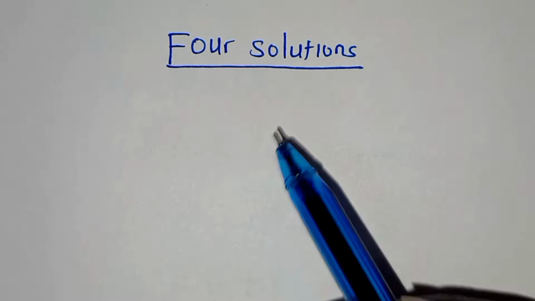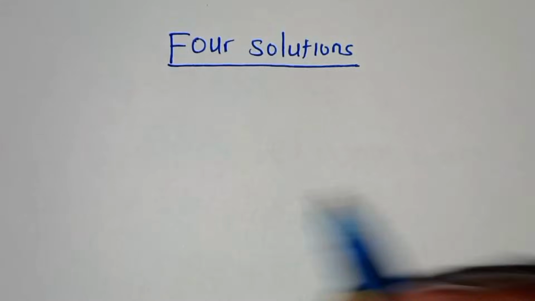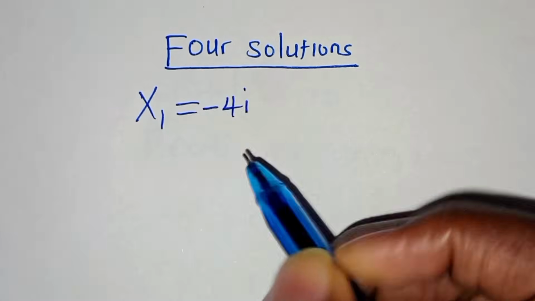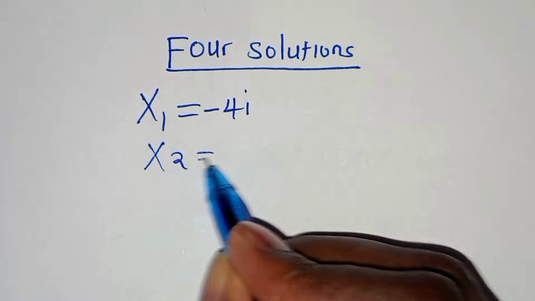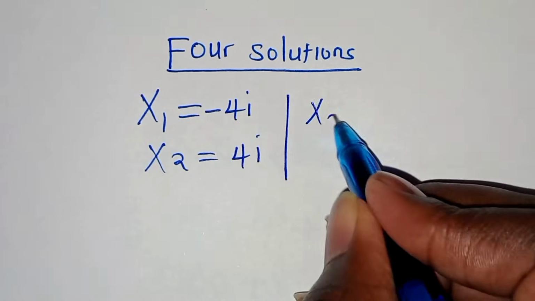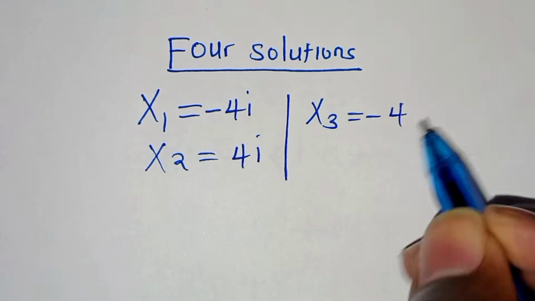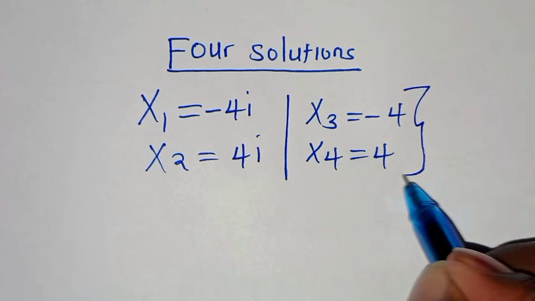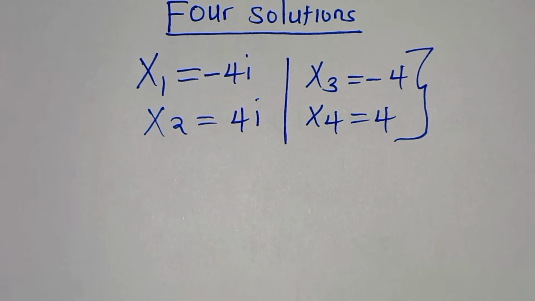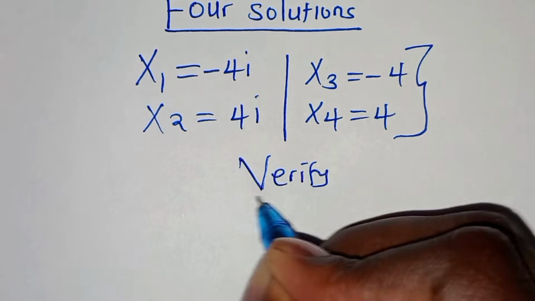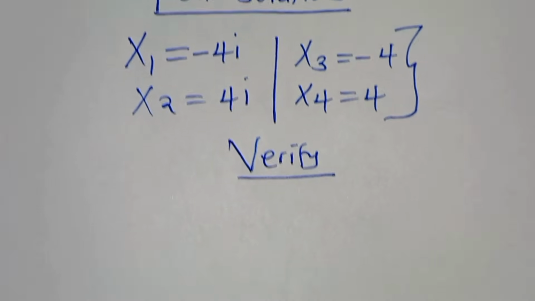So let's verify. Now we have four solutions here. We have x1 is equal to minus 4i, x2 is equal to 4i, x3 is equal to minus 4, and x4 is equal to 4. Now let's verify that these four solutions satisfy the equation.